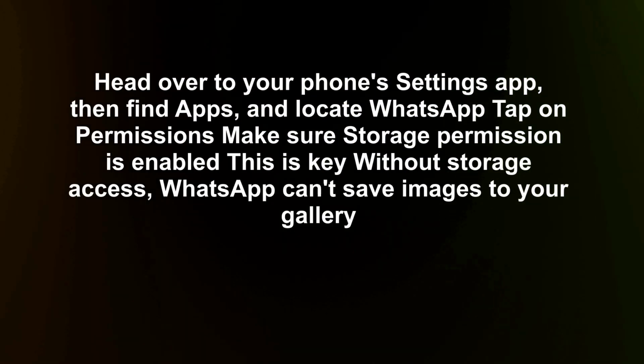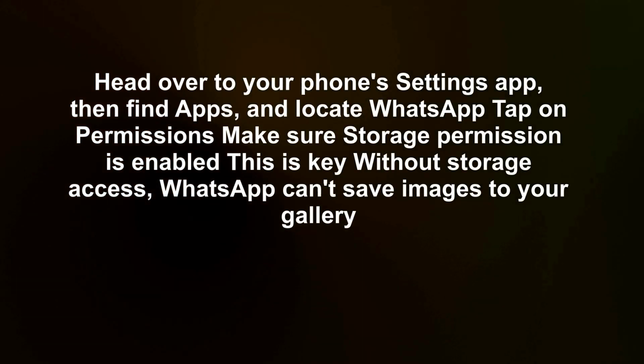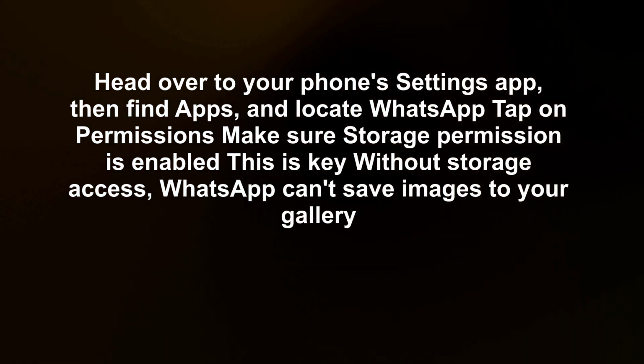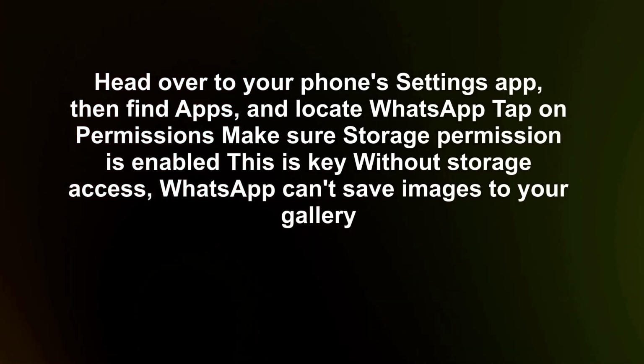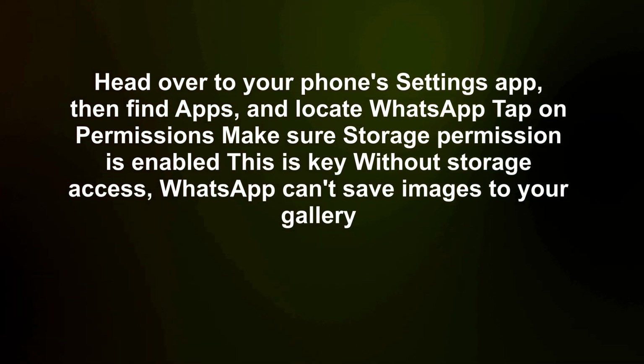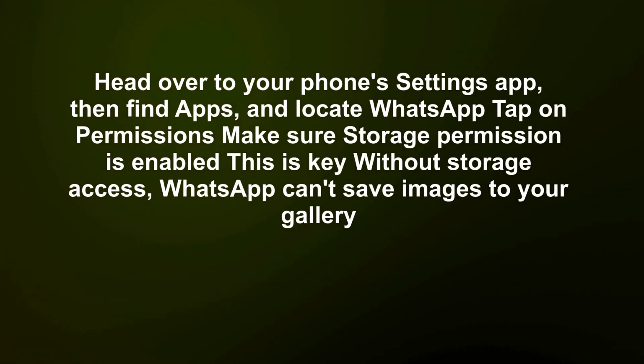Head over to your phone's settings app, then find apps, and locate WhatsApp. Tap on permissions. Make sure storage permission is enabled. This is key. Without storage access, WhatsApp can't save images to your gallery.